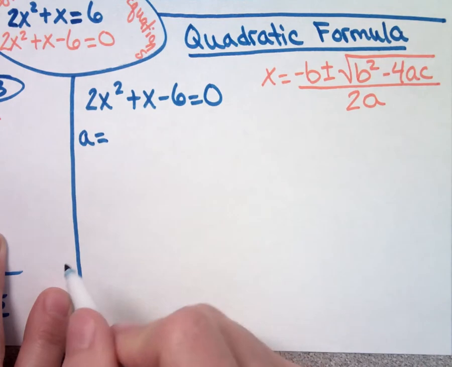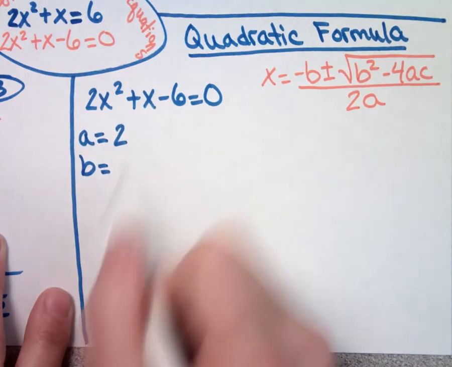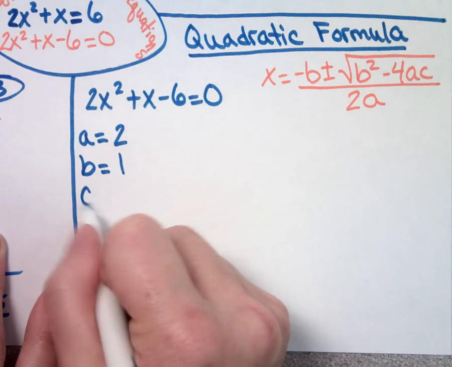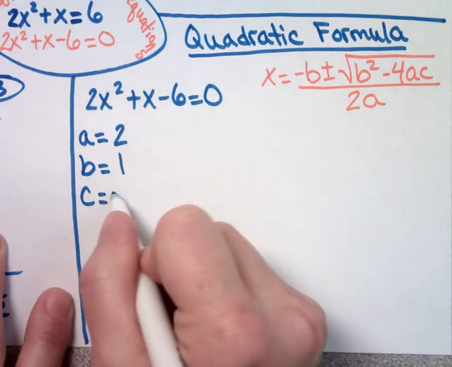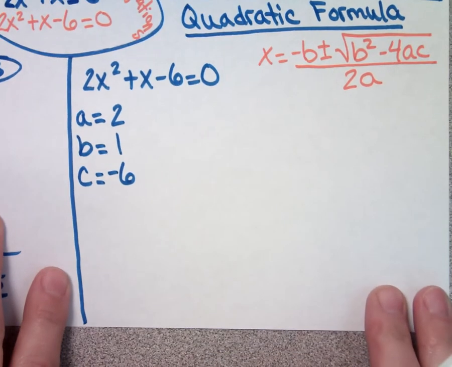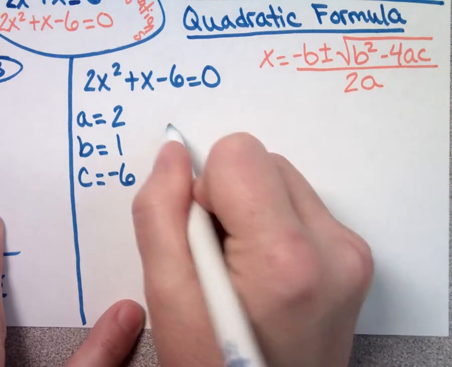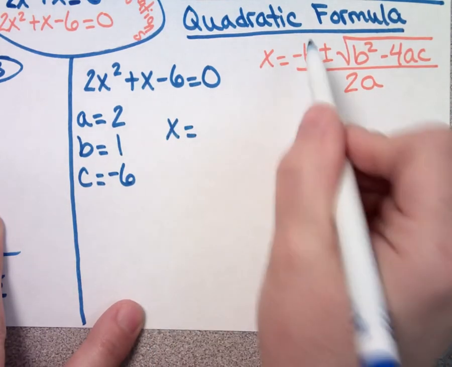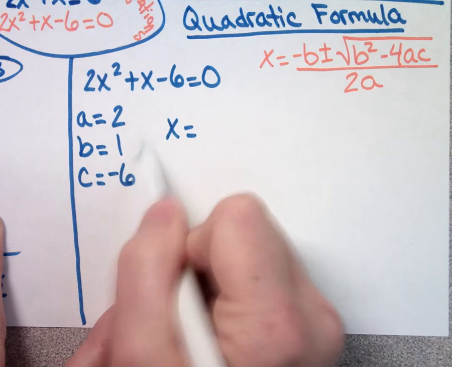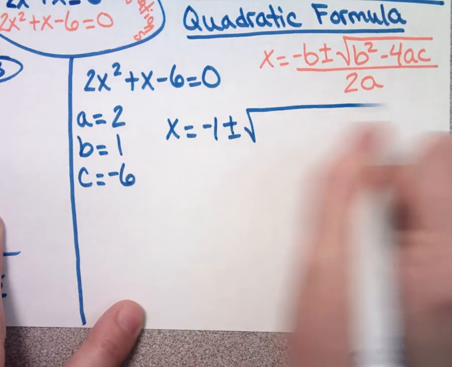What's my a? 2. What's my b? 1. And what's my c? Negative 6. Okay, now I'm going to do exactly what the formula tells me. So x equals the opposite of b. What's the opposite of b? Negative 1 plus or minus square root.